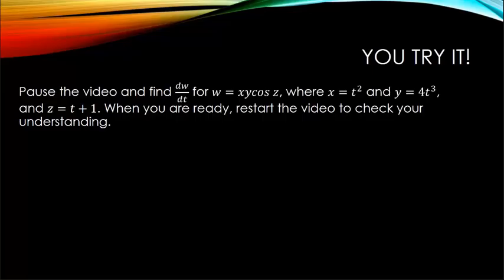So now you get to try it. Pause the video and find dw/dt when w is equal to xy times the cosine of z, where x is equal to t squared, y is equal to 4t cubed, and z is equal to t plus 1. When you're ready, restart the video to check your understanding.